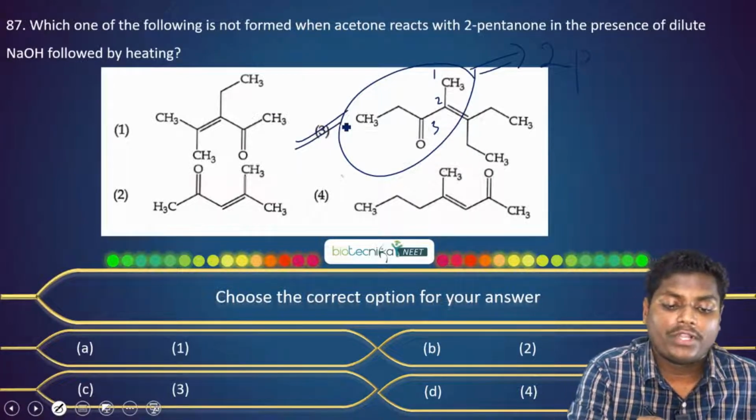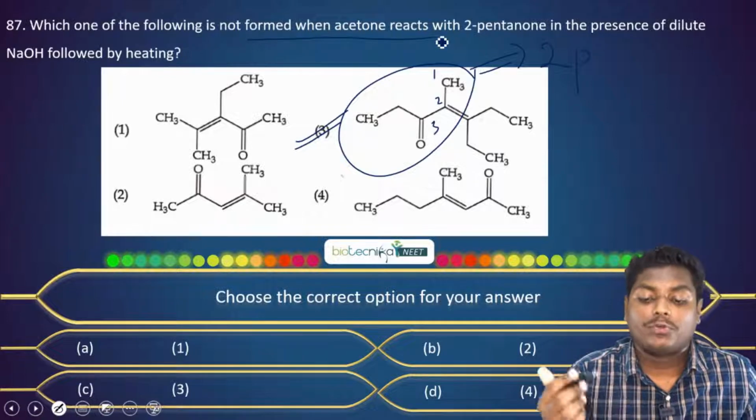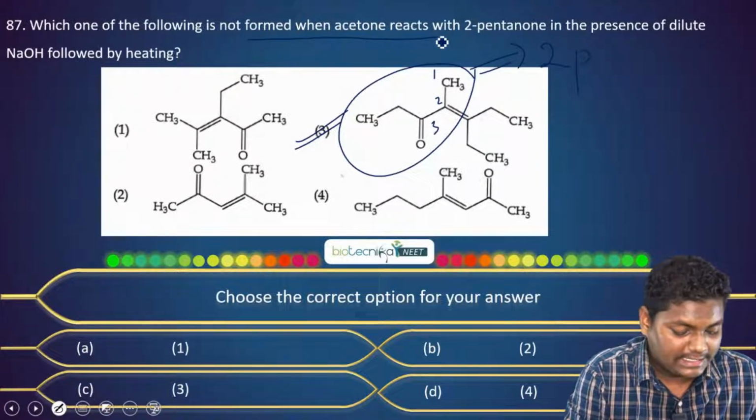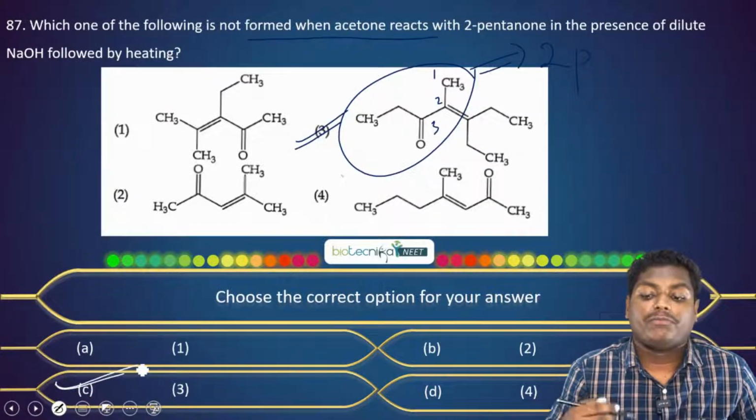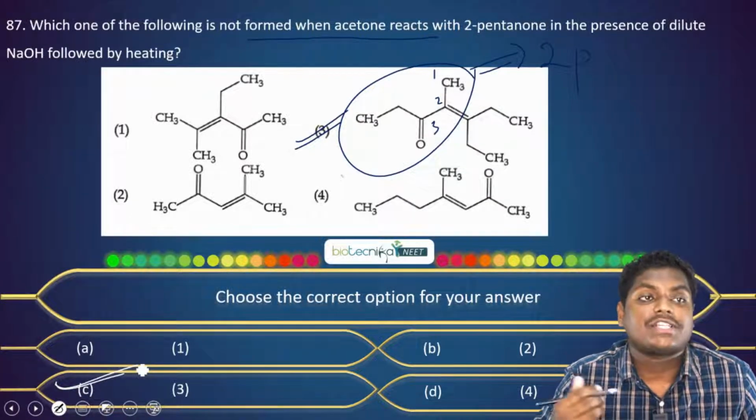So which one of the following is not formed when acetone reacts with 2-pentanone? The option is C. So the correct option is C. Option C cannot be formed. So let's move to the next question.